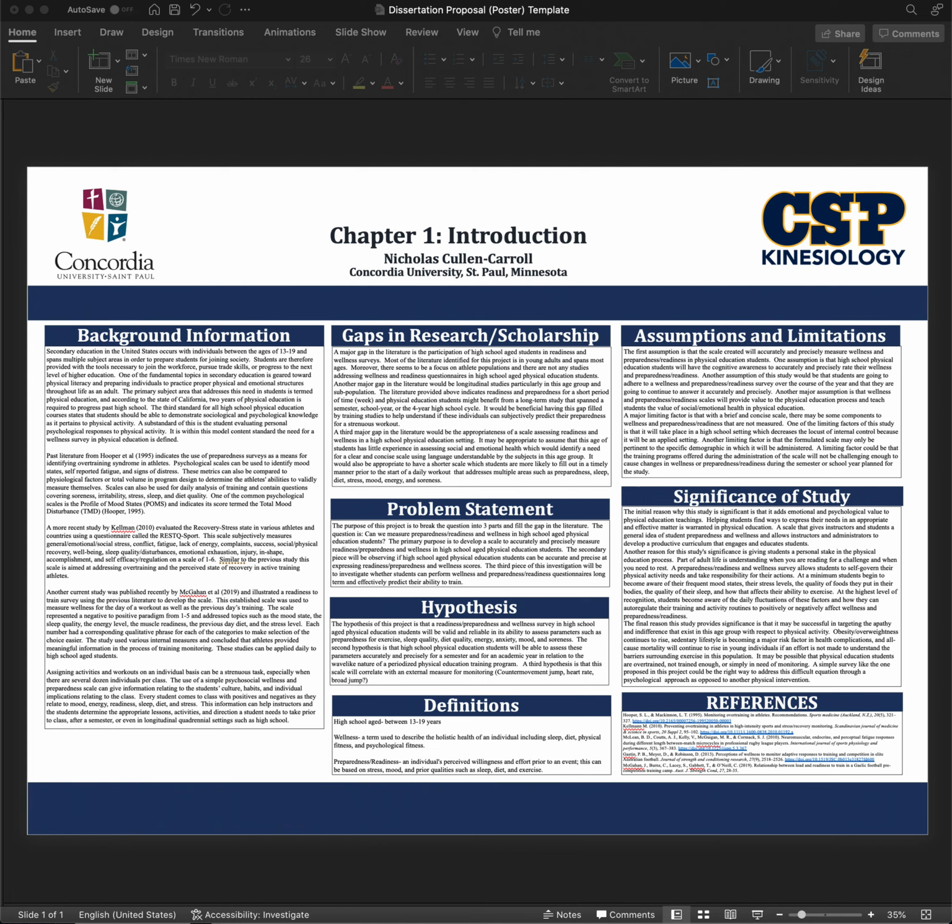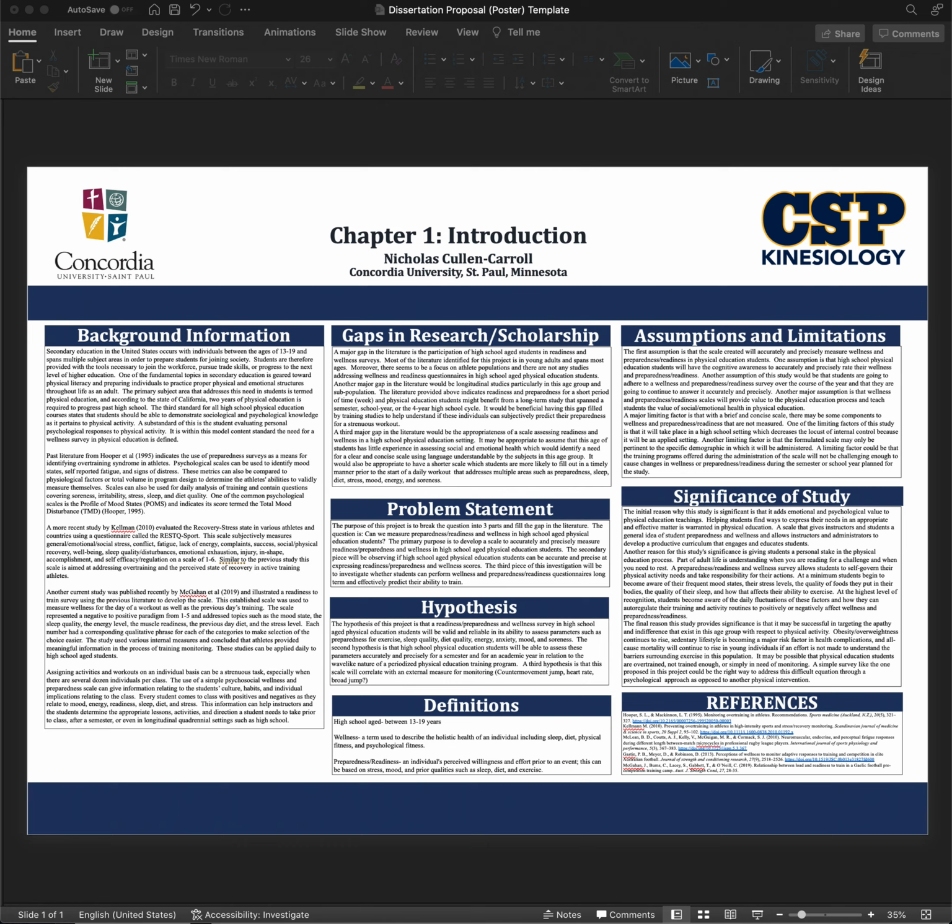And again, similar to the POMS, it was a very extensive scale that looked at things like general emotional, social stress, conflict, fatigue, lack of energy, complaints, success, well-being, sleep quality, emotional exhaustion, accomplishment, self-efficacy, and it helped you measure these certain emotions, I guess you would say, on a scale from 1 to 6. And again, it was found to be effective for looking at overtraining or looking at perceived recovery in these athletes.